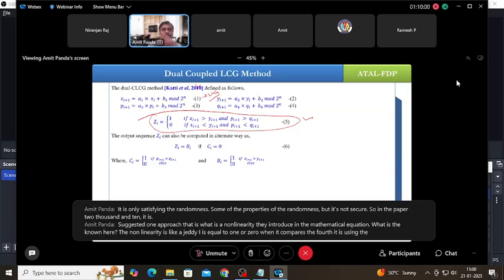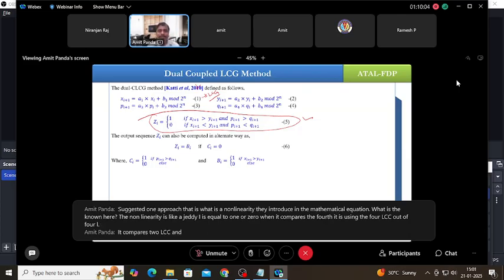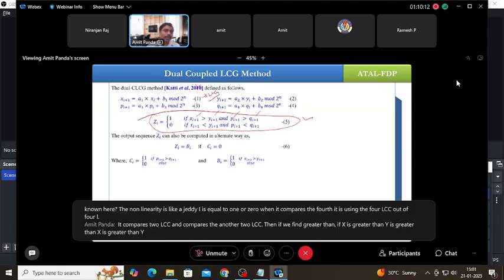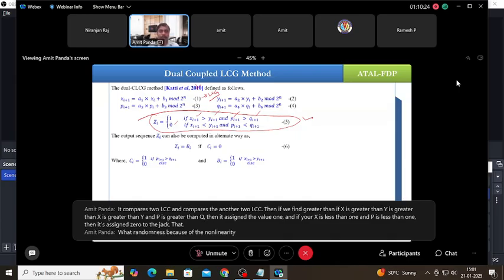Out of 4 LCGs, it compares 2 LCGs with another 2 LCGs. If x is greater than y and p is greater than q, then it assigns the value 1. And if x is less than y and p is less than q, then it assigns 0 to z. That is where the randomness comes from, because of the non-linearity introduced here.